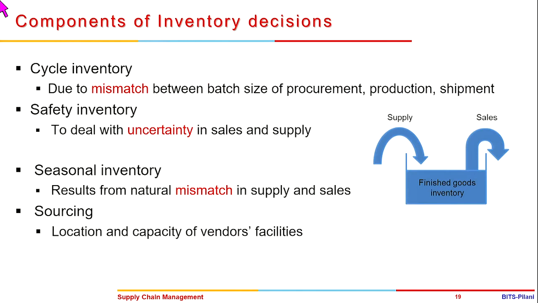Next, let us look at what are the classifications of inventory for our purposes. We can classify inventory into two purposes. First is cycle inventory and second one is safety inventory. Cycle inventory is that inventory which occurs primarily because of mismatch between batch size of procurement, production and shipment. So as we have seen earlier, inventory goes up and down mainly because there is a mismatch between supply and sales.